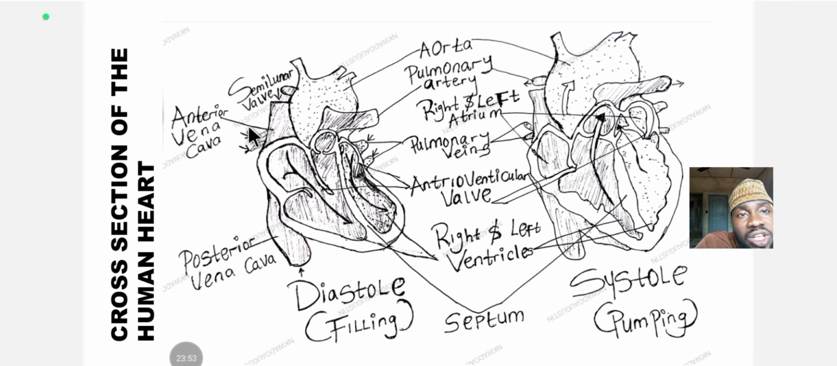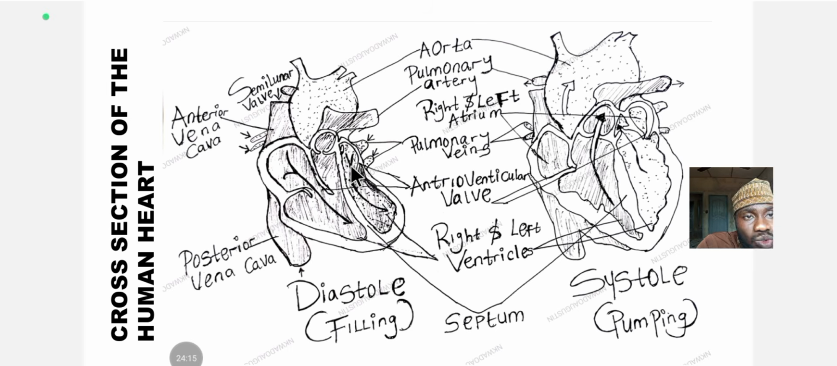So the oxygen rich blood, or oxygenated blood, enters the pulmonary vein. And they are collected. The right pulmonary vein collects the one from the right lungs. The left pulmonary vein collects the one from the left lungs, and everything is emptied into this left atrium, into the left atrium.